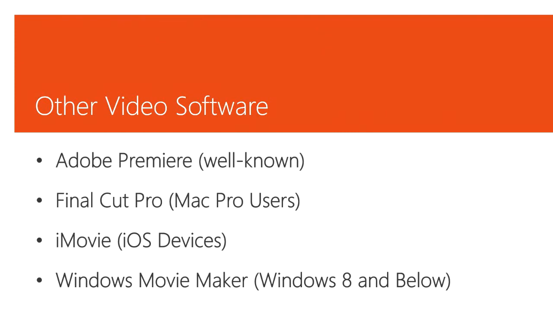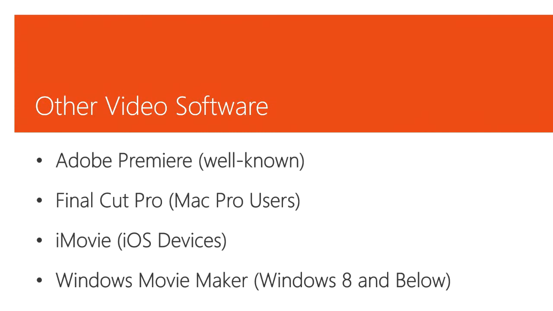Other software that you may be familiar with includes Adobe Premiere, which is one of the well-known software. We also have Final Cut Pro for Mac Pro users. And if you have iOS devices, you may have experienced iMovie. And those who are using Windows 8 and below are usually familiar with Windows Movie Maker. However, in this session, I will be demonstrating how to use Sony Vegas.